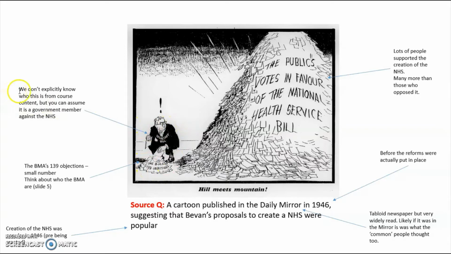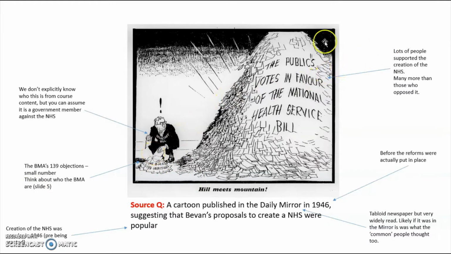So as it says here, we don't exactly know who this is from the course content, but you can assume it's a government member against the NHS. And he's stood over the BMA's 139 objections, which is a small number if you think about it. And you need to consider, as a pupil answering this exam question, what is the BMA? And we know from slide 5 that it is the British Medical Association. Okay, and we know that the BMA were against the NHS creation to start with.